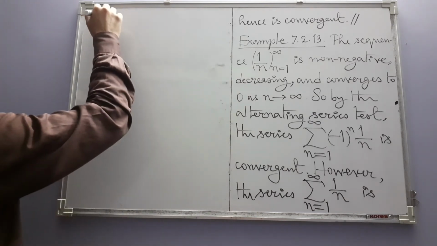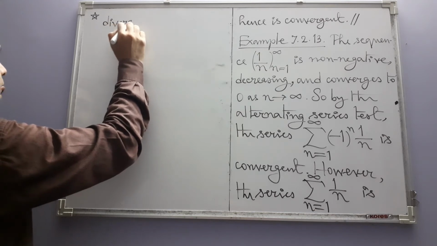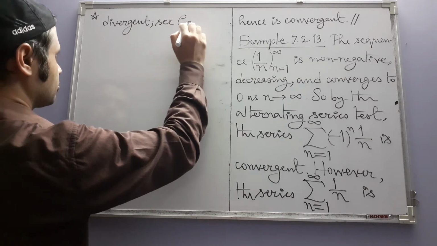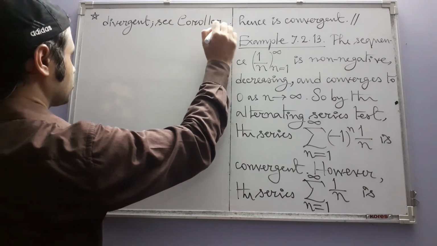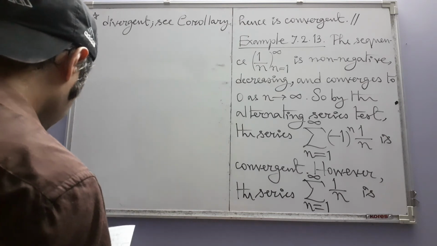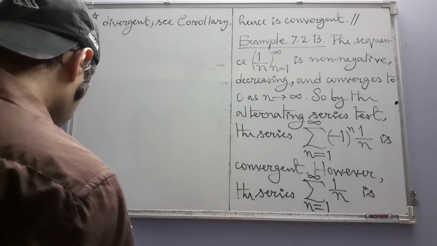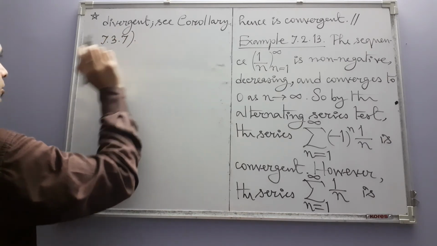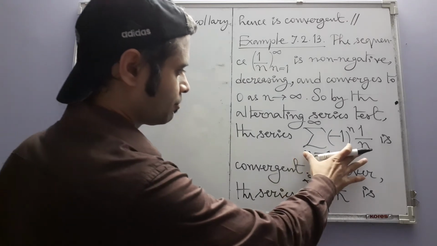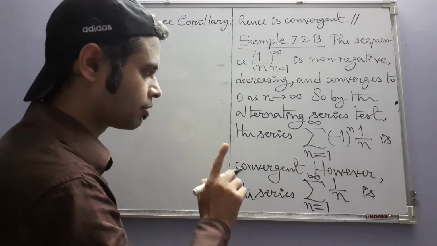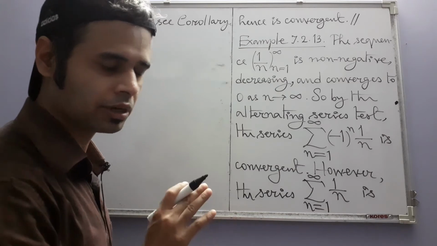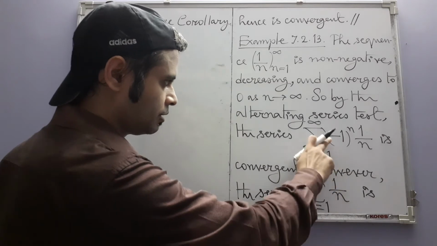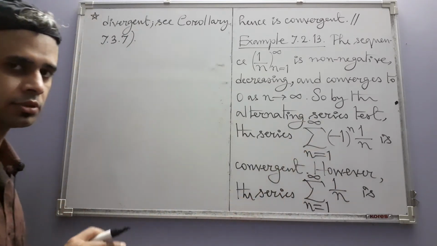Is divergent, and for this corollary in the next section, 737. So this is an example of a series which is conditionally convergent. That means simply just convergent, but not absolutely convergent, because this series obtained by taking the absolute values of all the terms diverges.